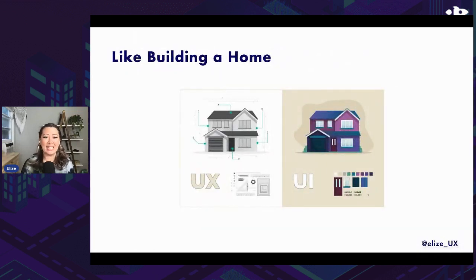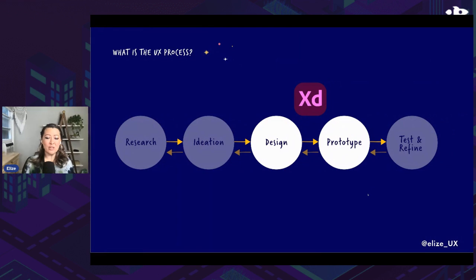So I always say that it's like building a house. You know, UX is the foundations, the plans, the actual architecture of the house. And then UI is painting it, putting the interior design, making it all beautiful and happy. And that's what the UI layer is. So today we're going to be focusing more on designing and prototyping that whole aspect to hopefully get you to be able to get a product or design out there really quickly.